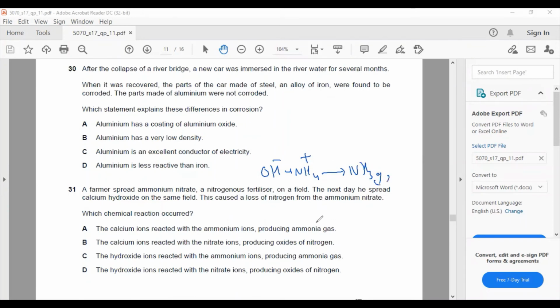Which statement is correct? Always remember, calcium ion is with ammonium, no. C is the answer. Hydroxide, that's the reaction I told you: when any ammonium salt reacts with alkali.